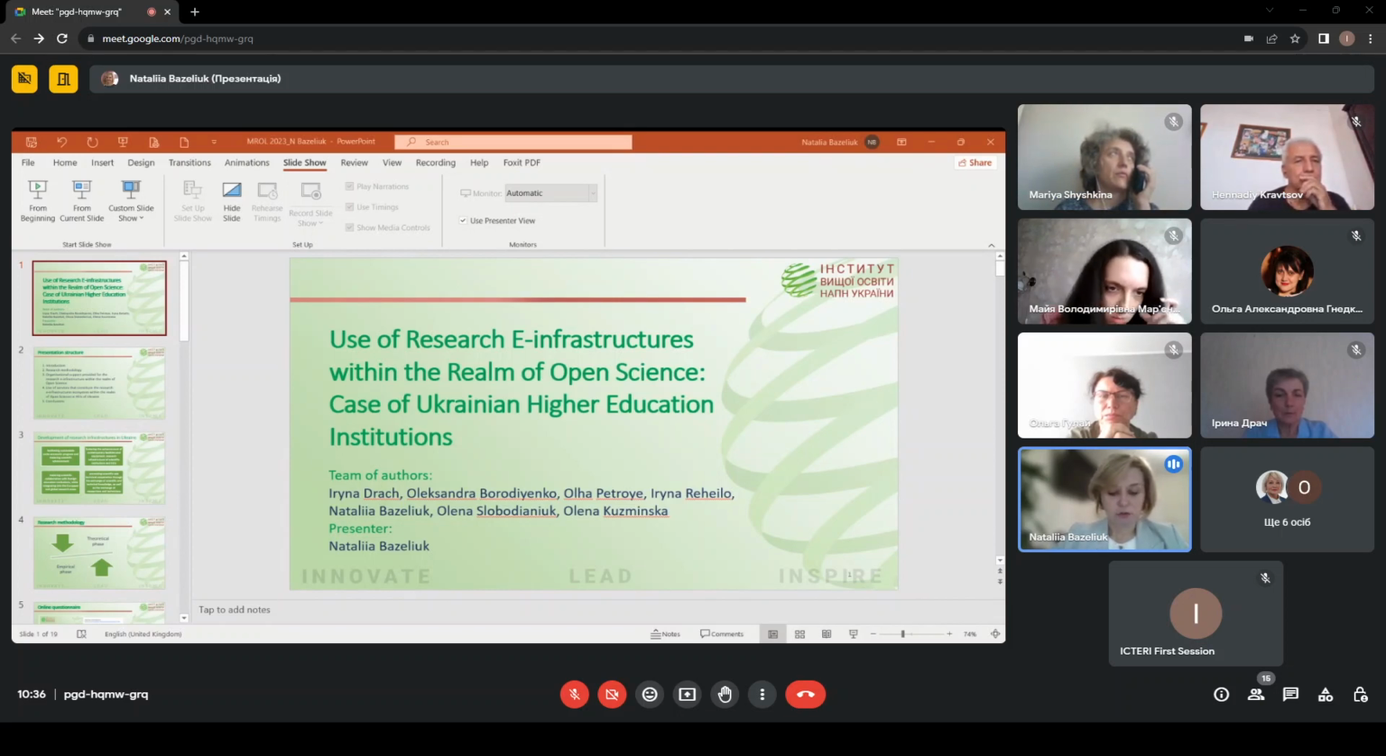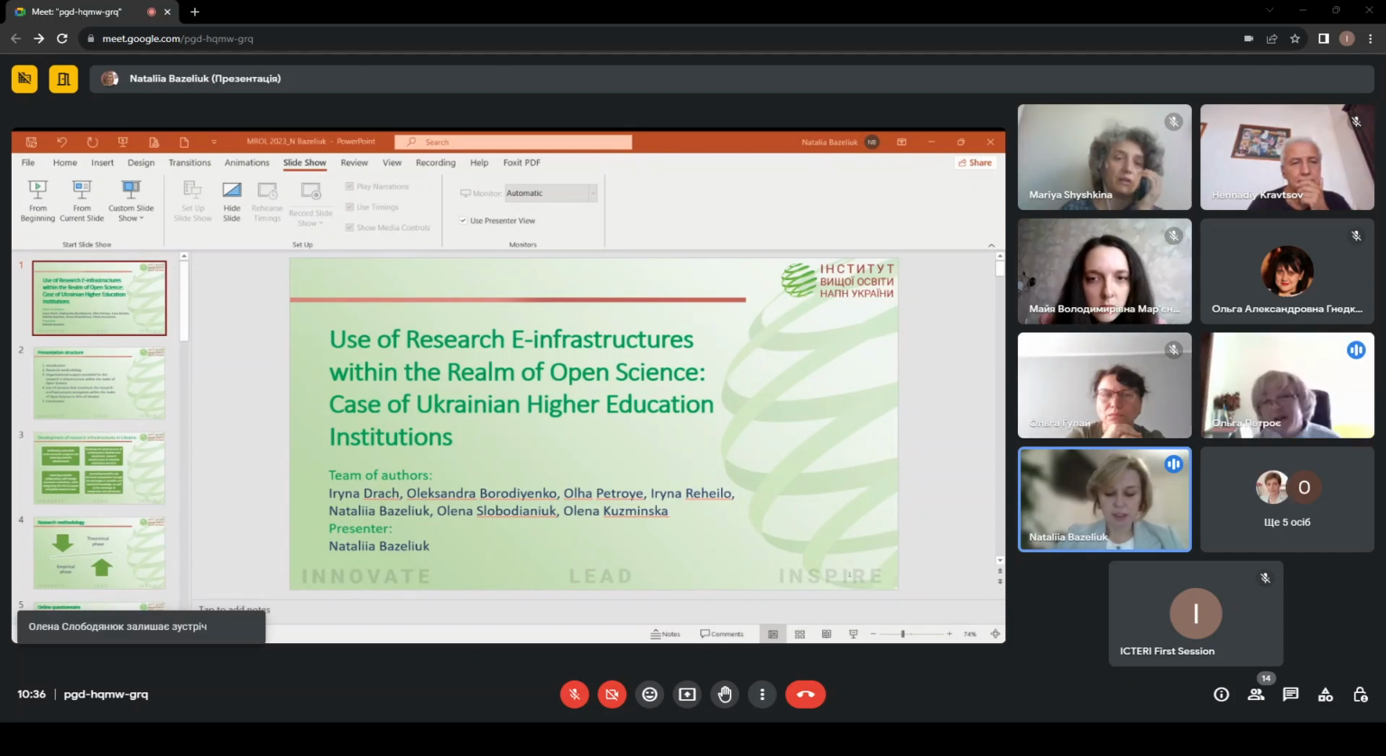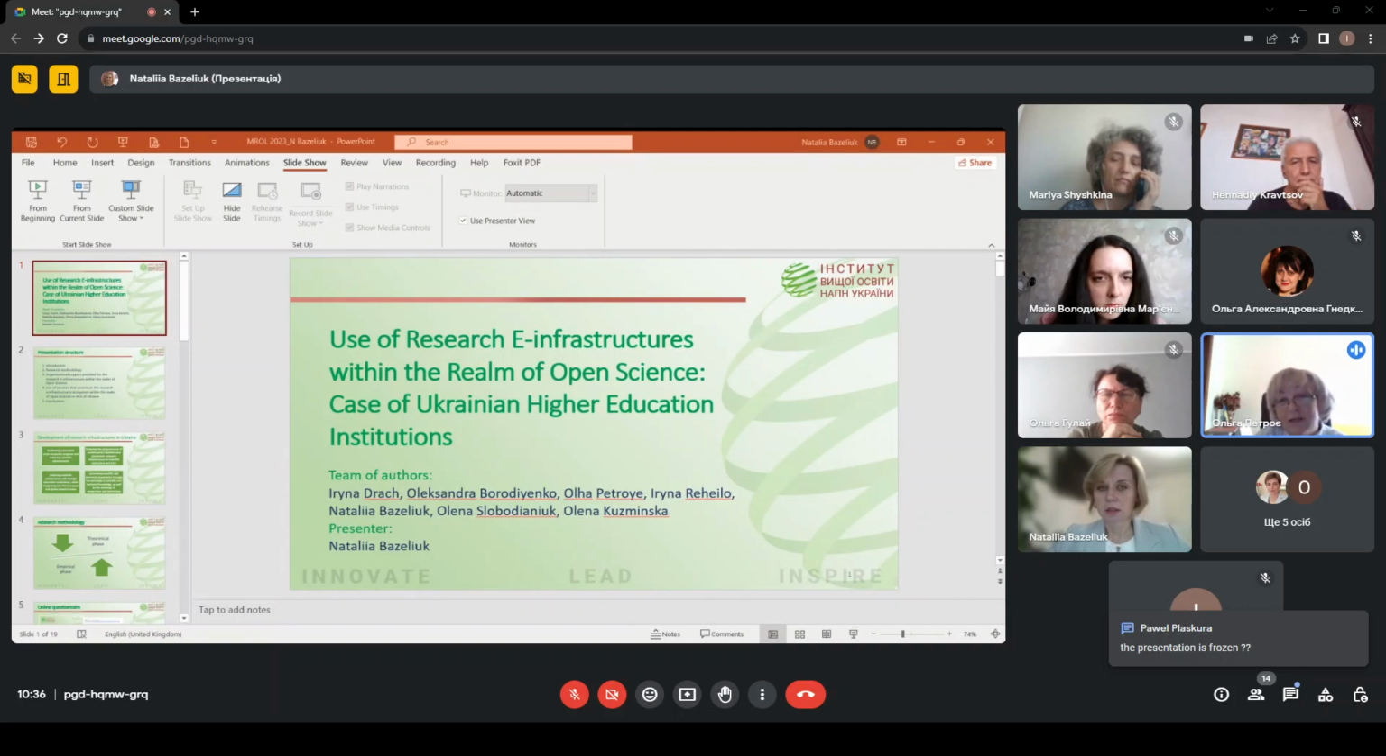The theoretical model of the research infrastructure ecosystem in Ukrainian higher education institutions, which the authors of this study substantiated, preceded the mentioned questionnaire. The model aims to ensure the effective functioning of each component and the overall ecosystem of open science.